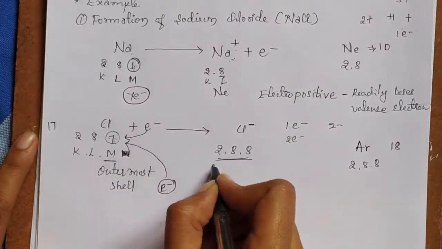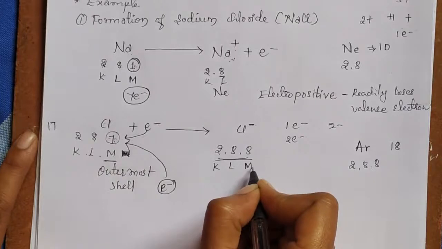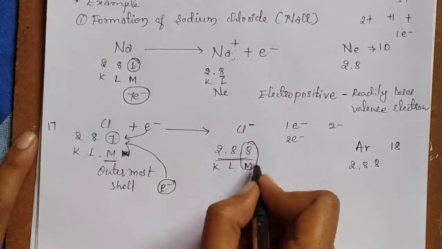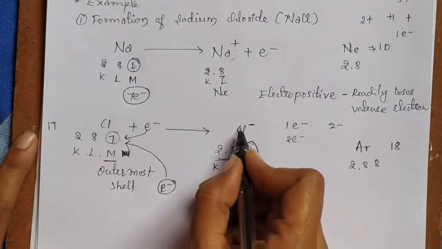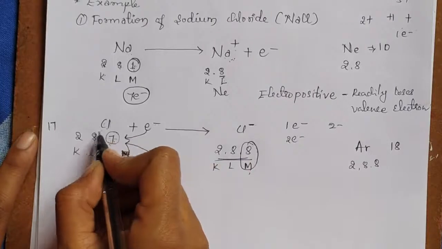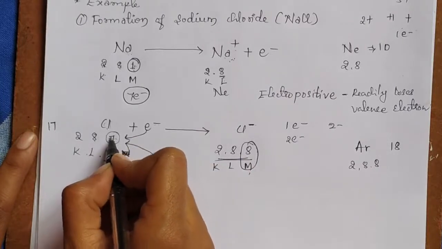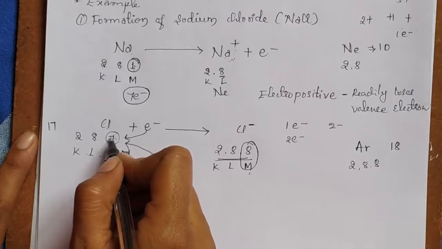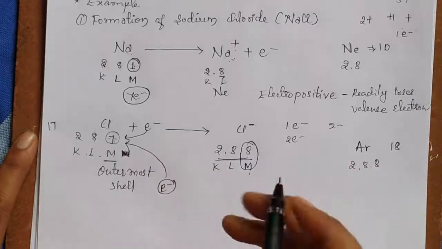See here, this is K shell, L shell, M shell. Okay, now the valence shell, that is the outermost shell, is completely filled. Now this chloride ion is stable. This is chlorine atom. It is unstable because it needs 1 more electron to attain the nearest noble gas electronic configuration.